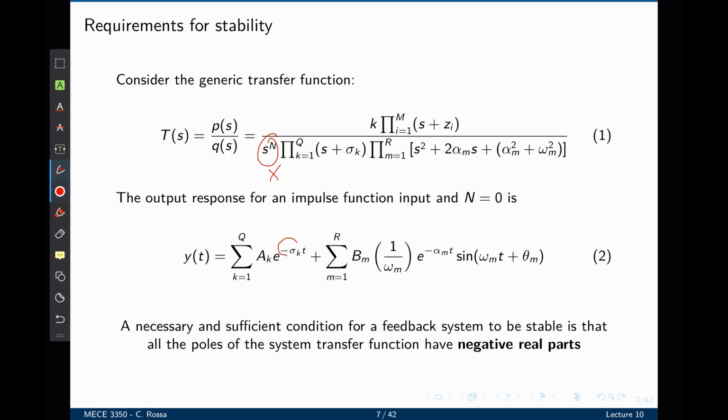All the exponentials are functions of sigma and alpha. This will come from the real part of the pole. So long as sigma and alpha are positive, that is, the poles are located on the left side of the S-plane, both of these exponentials will eventually tend to 0, and the system will have a bounded output for a bounded input. However, if at least one of sigma and alpha is a negative number, then these exponentials will tend to infinity. Thus, a necessary and sufficient condition for a feedback system to be stable is that all the poles of the system must have negative real parts. That is, they lie on the left side of the S-plane. This is covered in more detail in Lecture 5.